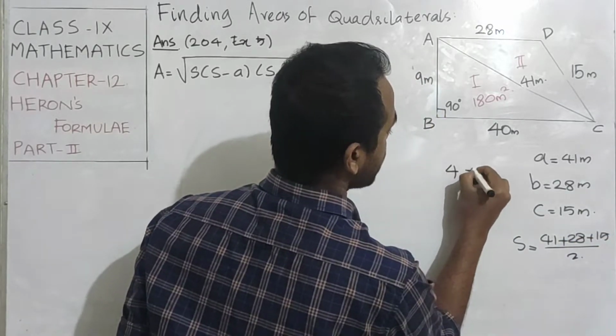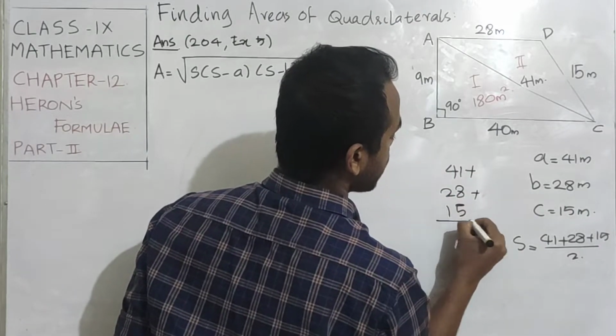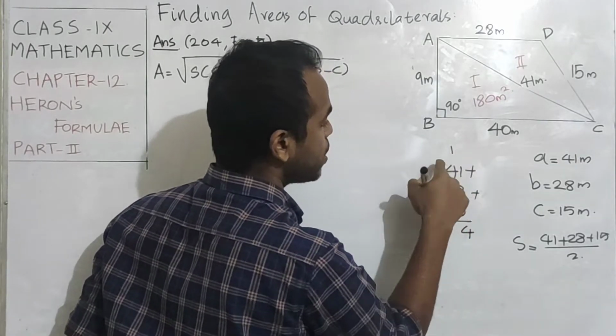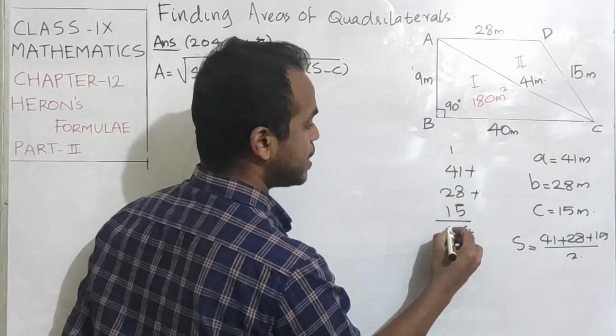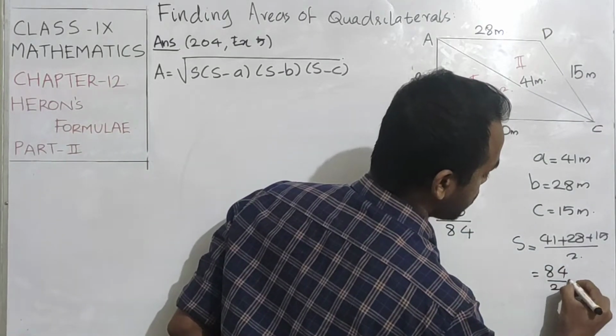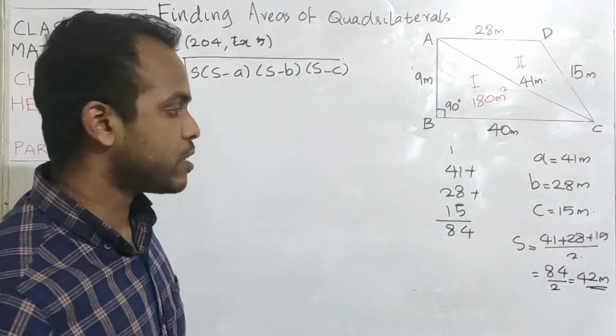So let's find 41 plus 28 plus 15. 1 plus 8 is 9, 9 plus 5 is 14, remainder 1. 1 plus 4 is 5, 5 plus 3 is 8, that is 84 divided by 2. 84 divided by 2 is 42 meters. So the semi-perimeter is also found.